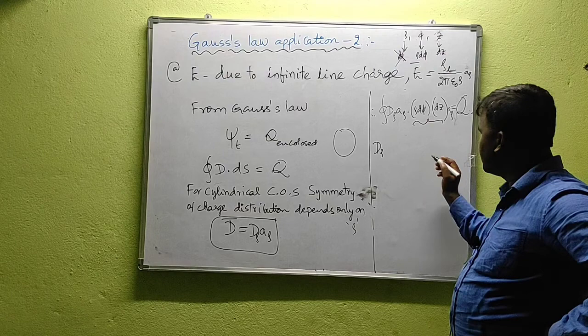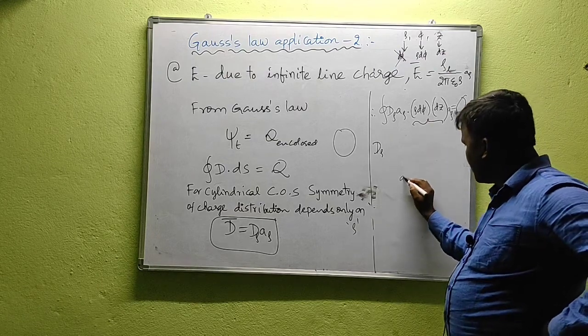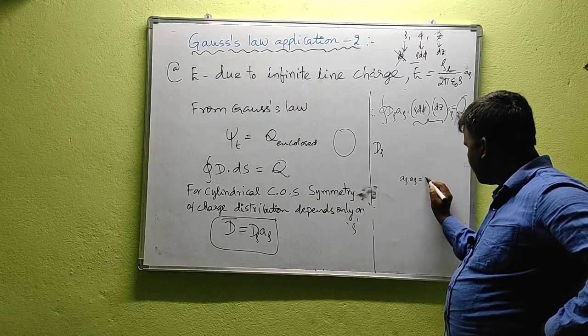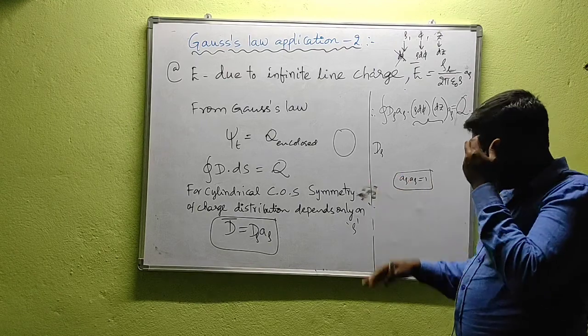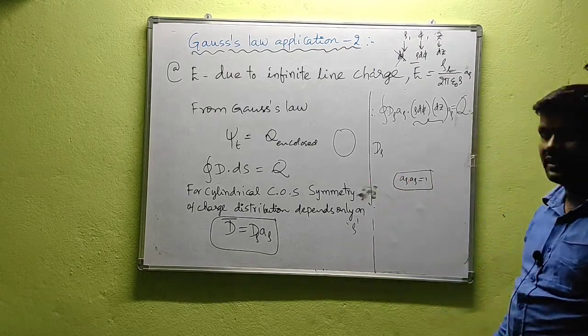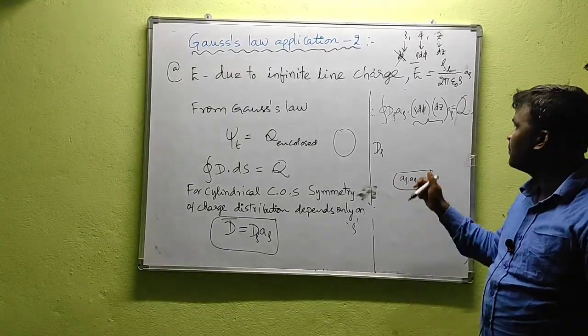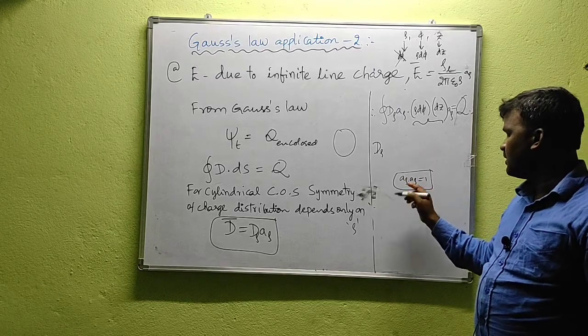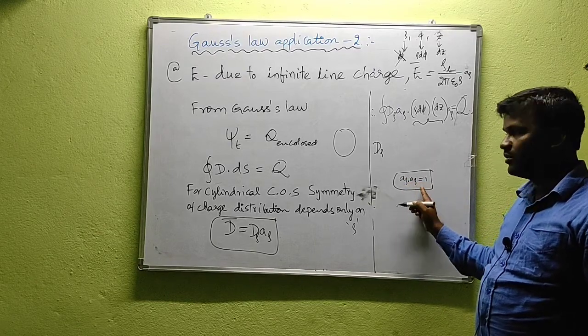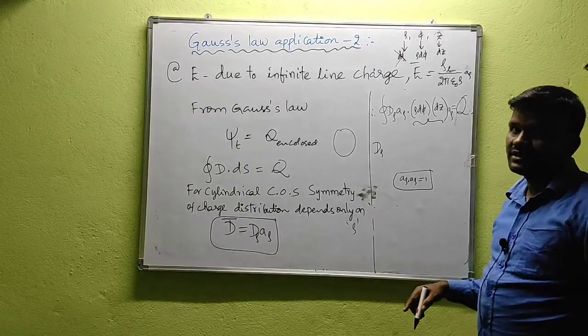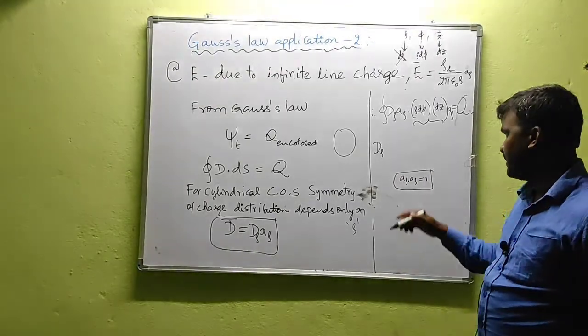a_rho dot a_rho is 1, just as a_r dot a_r was in the previous spherical coordinate system case. Since the cylindrical symmetry of the charge distribution depends upon rho only, just as in spherical it depends on r only, D_rho can be taken outside of the integration.